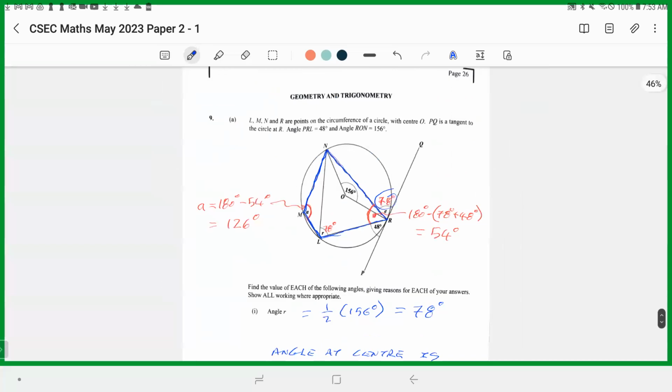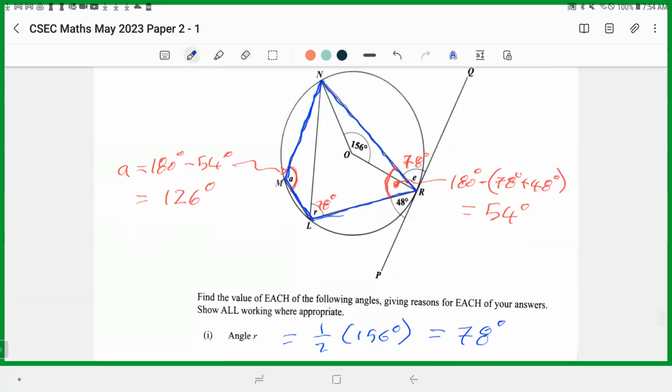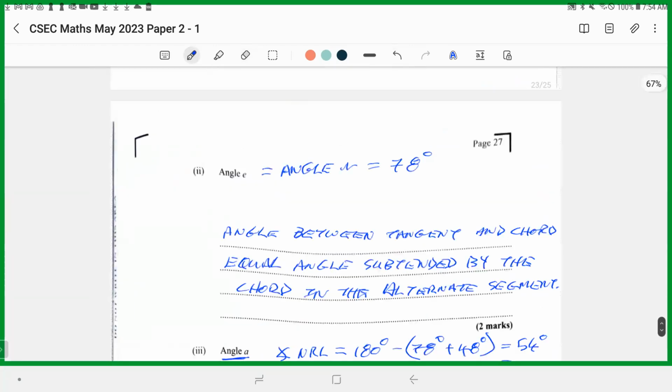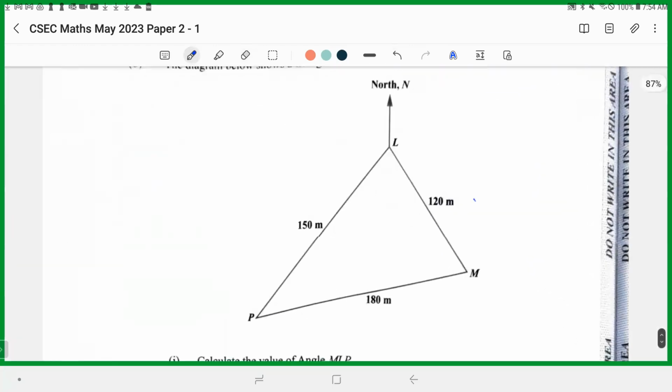The opposite angles in a cyclic quadrilateral are supplementary. And that quadrilateral in blue is cyclic because it has 4 vertices on the circumference of the circle. When you have a quadrilateral with 4 vertices on the circumference of a circle, it is a cyclic quadrilateral, and the opposite angles add to 180 degrees. All right, so that finishes this question. Next question down here.